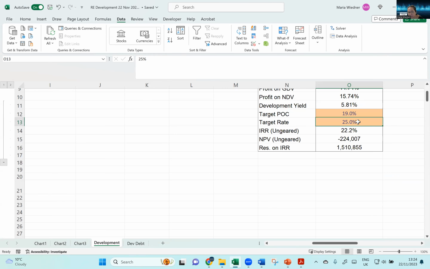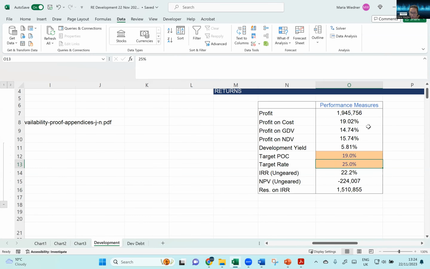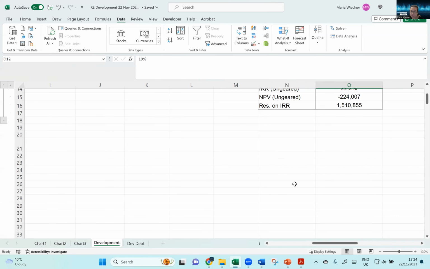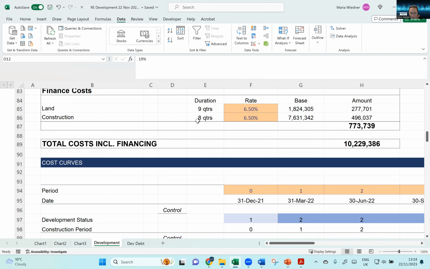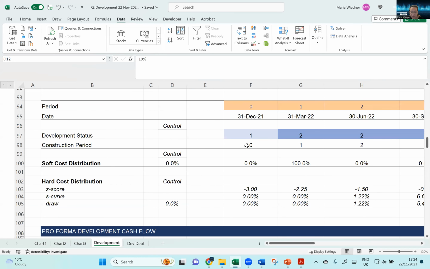example, say you have a target rate of 25%, then you have to find out what is going to be the residual value, because until now we just calculate the residual value based on the profit on cost or profit on GDV. So of course, if you have Argus and don't want to think about it, then absolutely fine. You can just do it there.